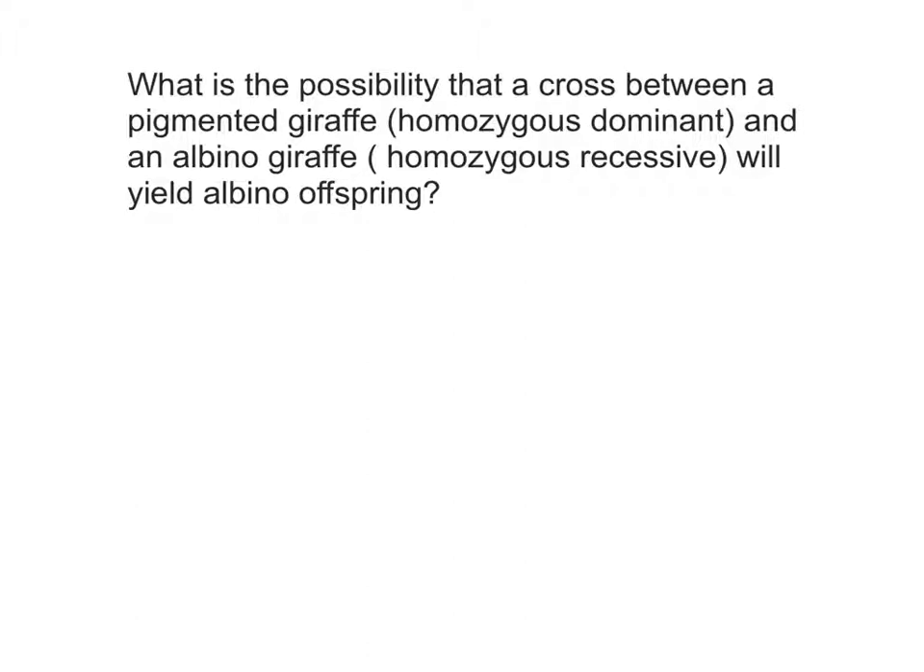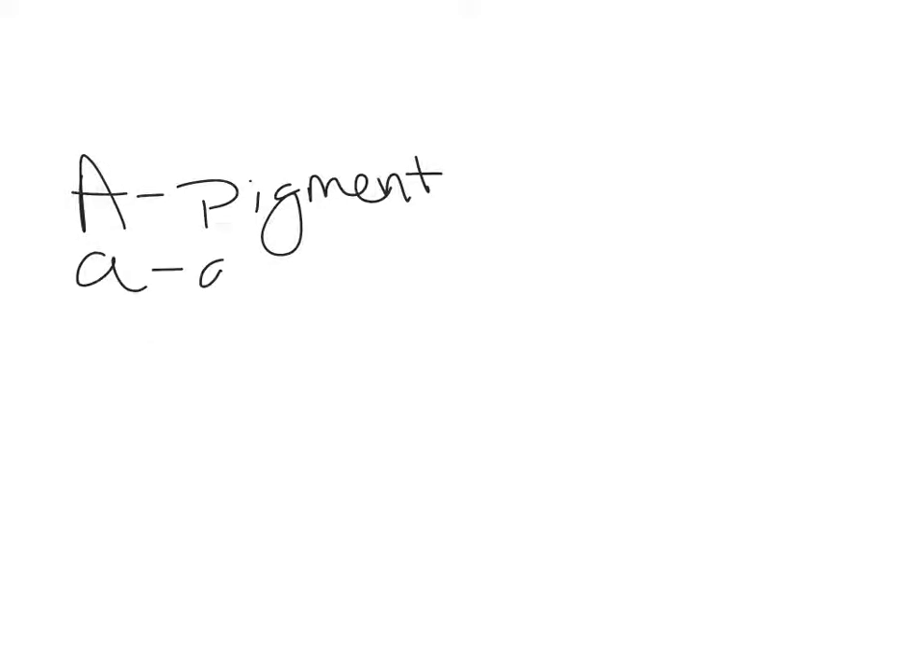Here's another practice problem. What is the possibility that a cross between a pigmented giraffe, who is homozygous dominant, and an albino giraffe, homozygous recessive, will yield albino offspring? This second problem is very similar to the first. So we're talking about pigmentation versus albino. Okay, so a pigmented giraffe, let's use big A for pigmentation. And we'll use little a for albino. So albino is the recessive allele or recessive trait.